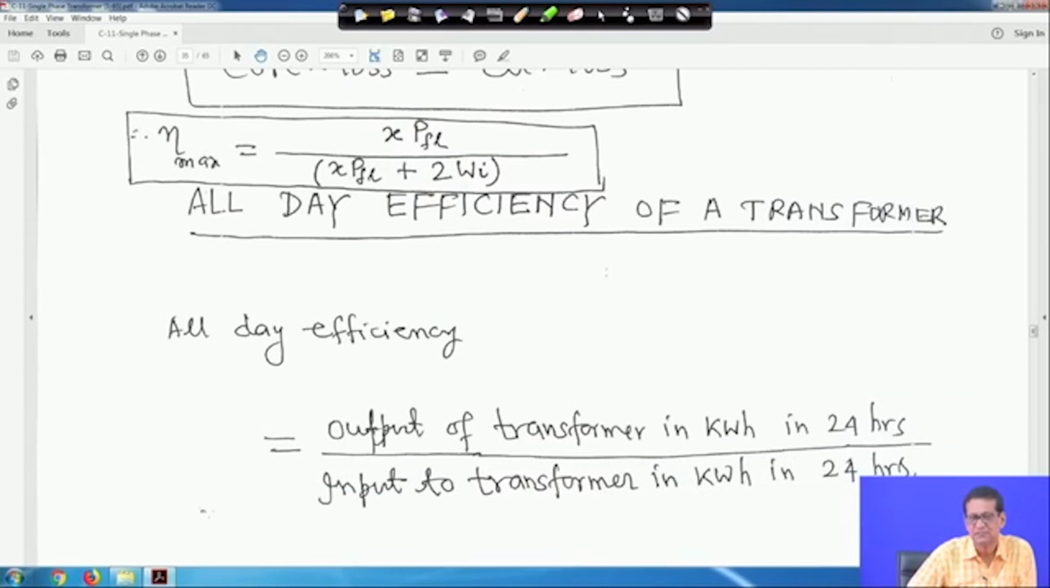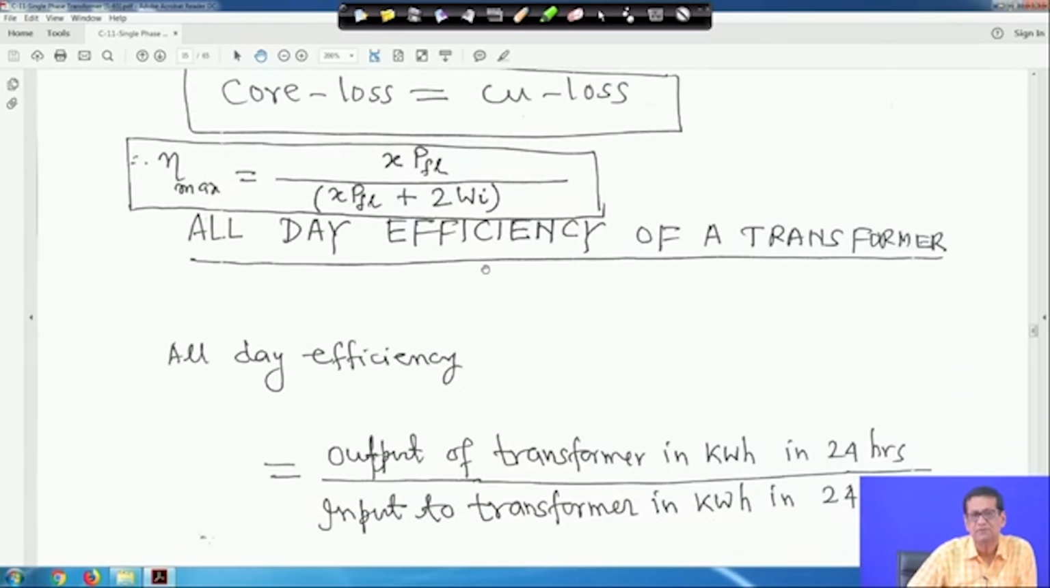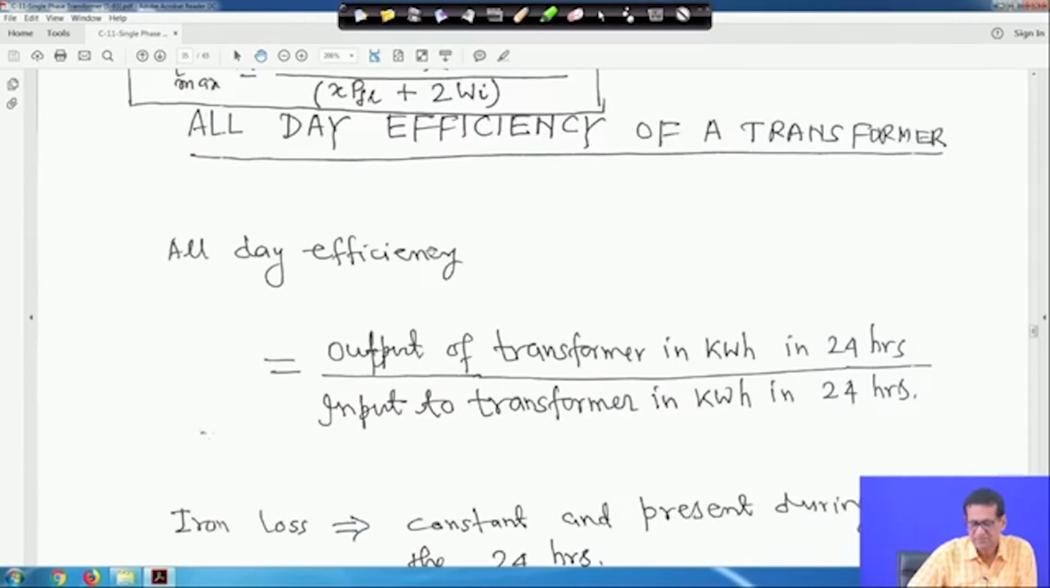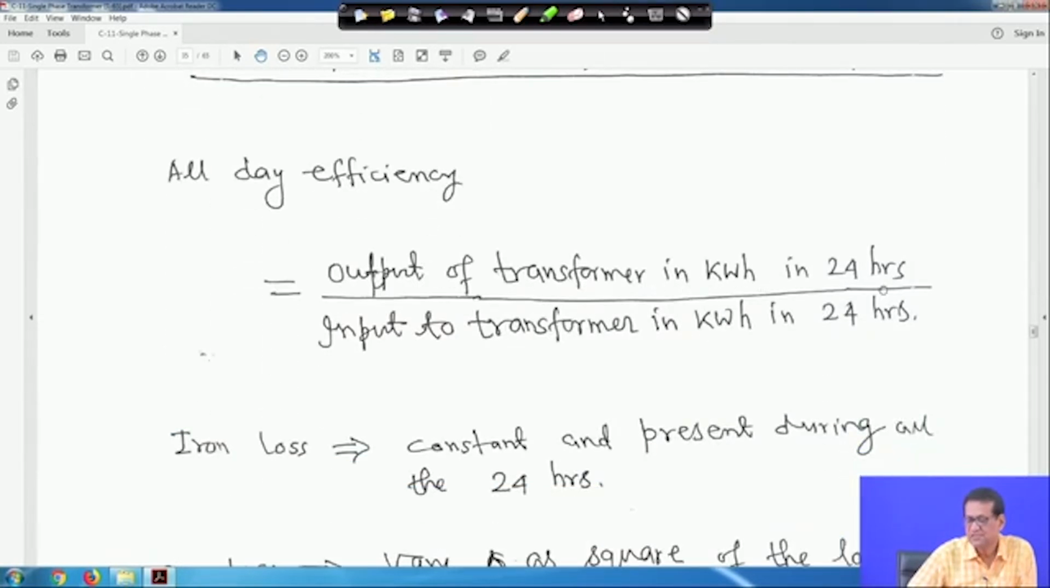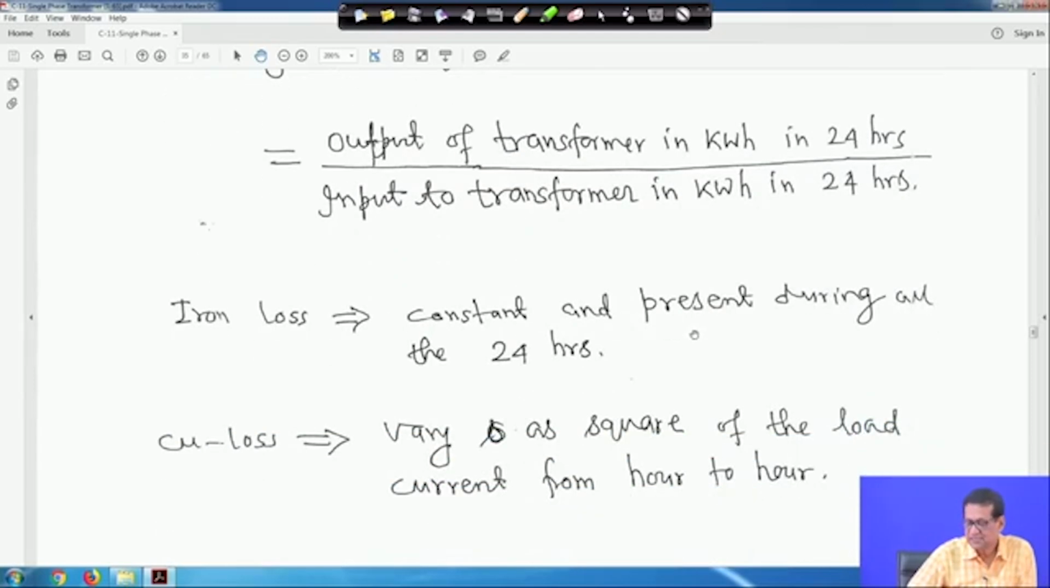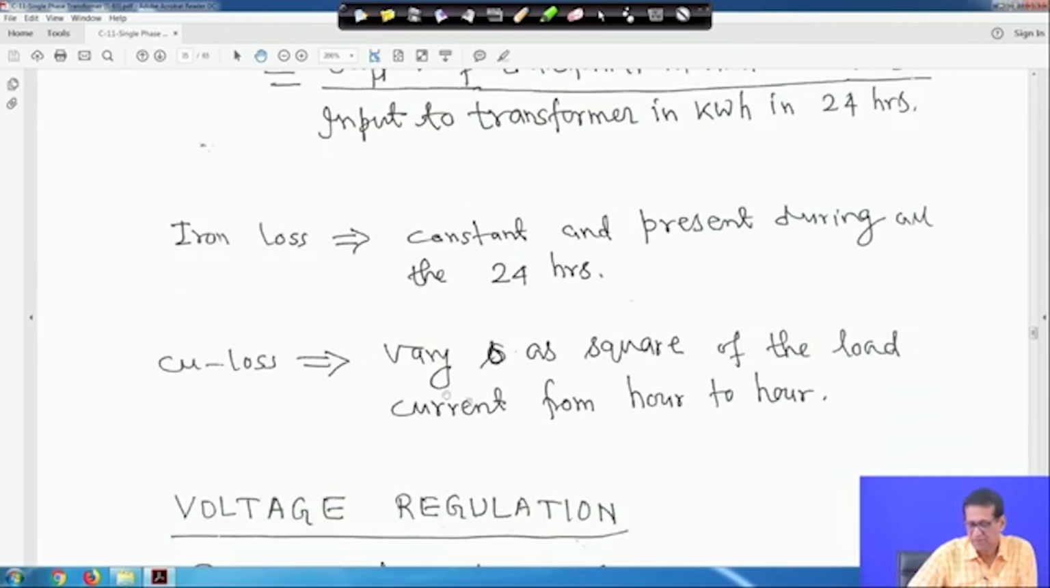Now, all day efficiency of a transformer has one formula, and we will take one numerical so you understand it. All day efficiency is equal to the output of the transformer in kilowatt hours in 24 hours, divided by the input to the transformer in kilowatt hours in 24 hours. Iron loss is constant and present during all 24 hours, so whatever iron loss there is, multiply it by 24 to get the iron loss in kilowatt hours. Copper loss varies as the square of the load current, which varies from hour to hour. So copper loss is variable, but iron loss remains constant.